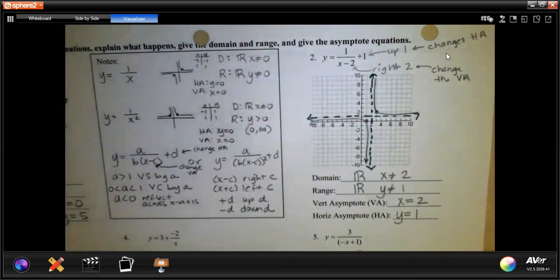Now we've done it by hand to graph it, but I do want to show you on the calculator what that looks like so that you can be familiar with the calculator version of it.